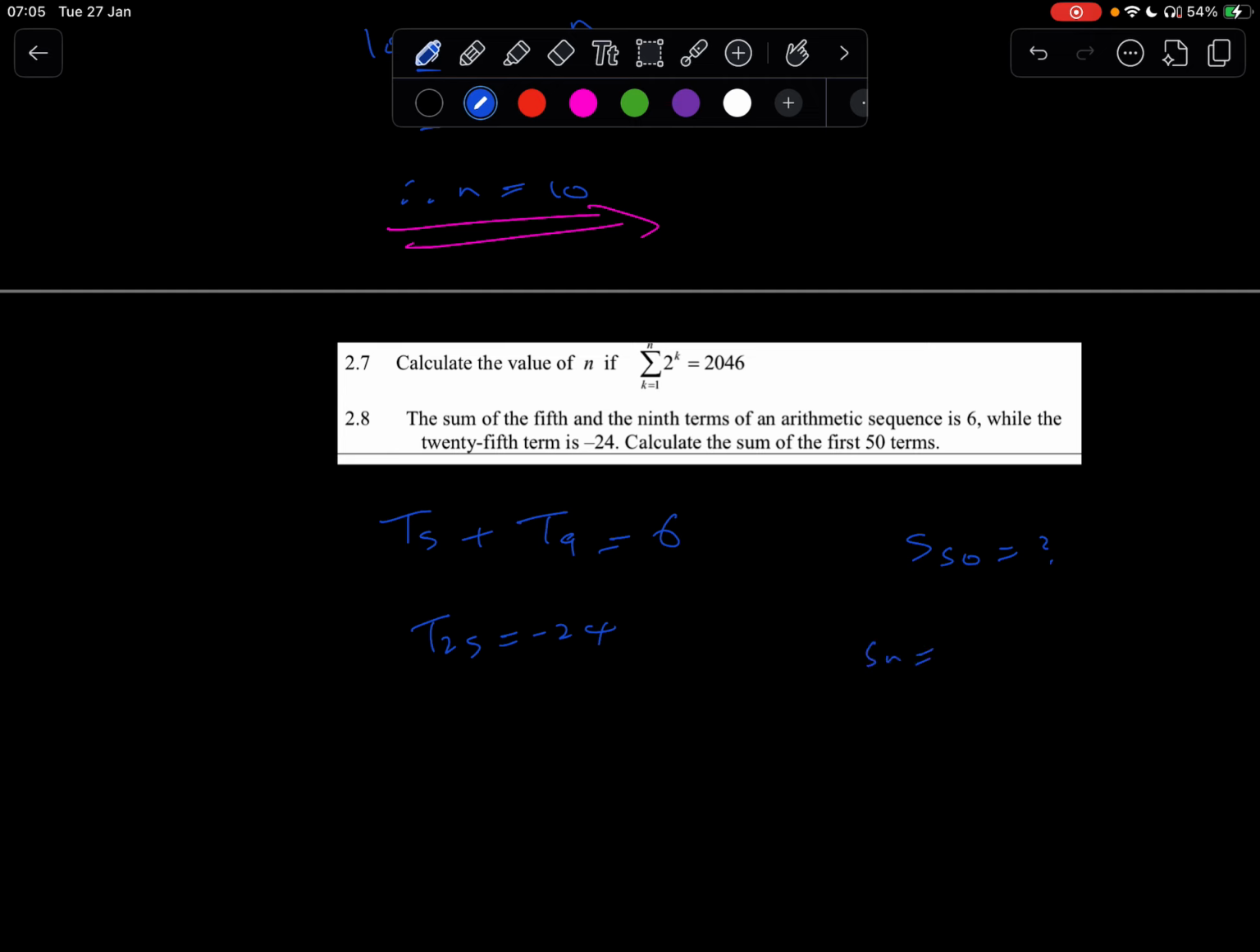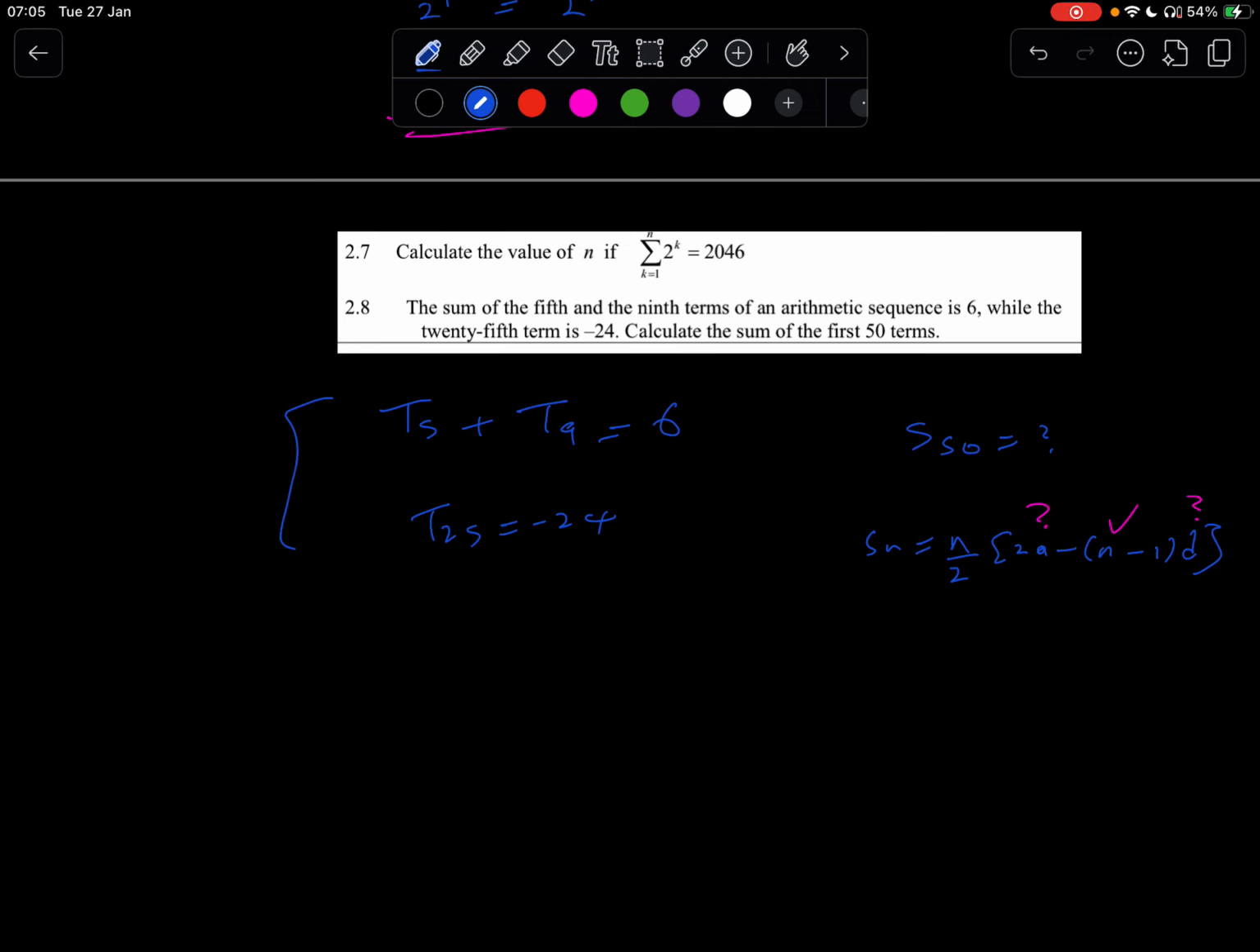And then what is the sum formula? n over 2 into 2a plus n minus 1 times d. So what do we need to calculate this? We need a, we need d, right? We need to find out what a is, we need to find out what d is. We already know what n is, it's 50. Cool. So let's use what they've given us and see if we can calculate those values.